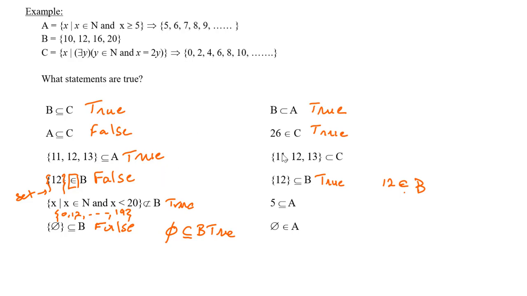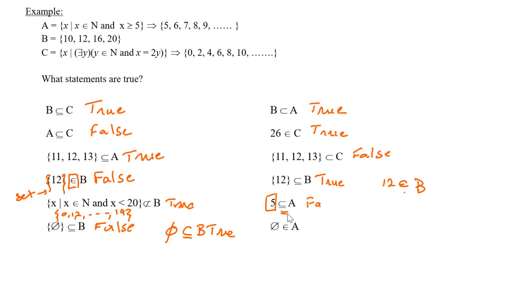How about {11, 12, 13}? Is this a subset of C? Remember, C has all even numbers. I have 11 and 13, so I would say no, false, because 11 and 13 are not elements of C. Now, is 5 a subset? So 5 is an element, not a subset. So right here I would say false, because this is an element, it cannot go with the set.